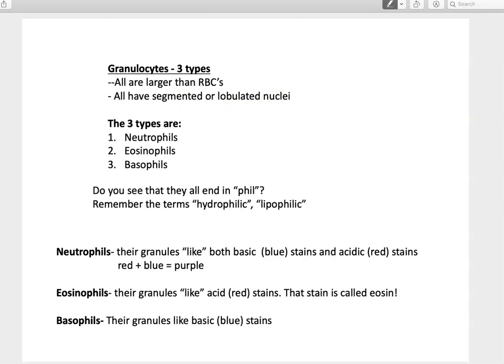Let me see if I can try to draw this. There's one lobule. There's two lobules. Okay, so this is a three-lobed nucleus. So when we look at them, this will make more sense. But these are lobulated nuclei, so they are going to look a little different.